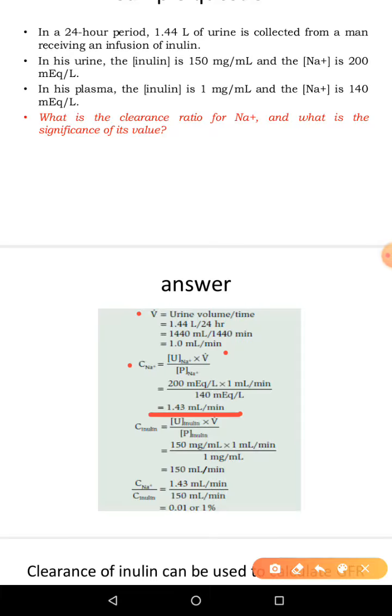Which means that sodium is being cleared out of the body by the kidneys. About 1.4 mils per minute of sodium is being cleared by the kidney. But when you also calculate for inulin, you find that it is 150. So you can do the ratio. So this is what you find, 0.01 or 1%. So the clearance ratio here is lower than that of inulin.